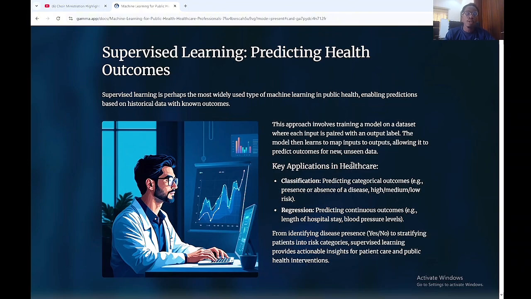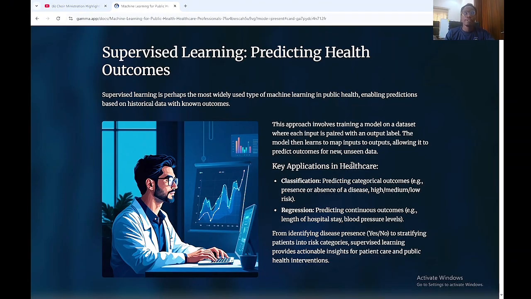So anytime we are using supervised learning, we already know we get it from previous data. When we say historical data, it is based on what has already happened. We feed it into the computer and it's able to make predictions.